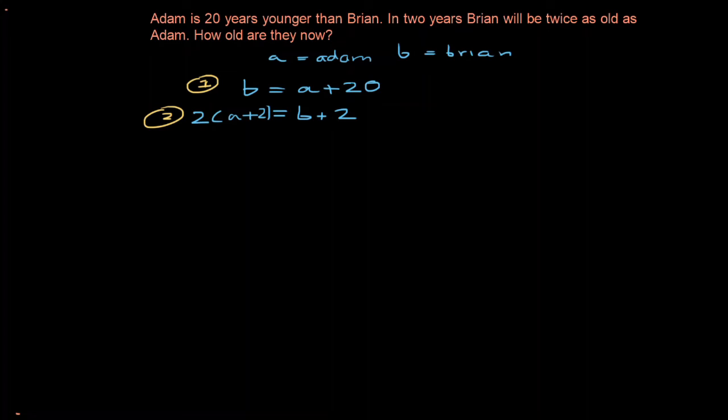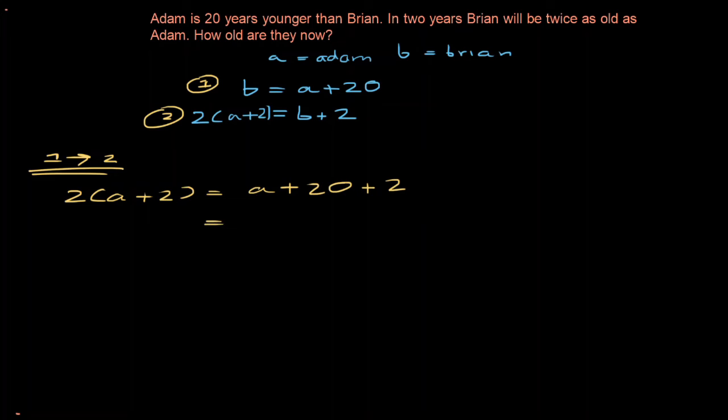And let me just double check that we've gotten it right. So Brian is 20 years older than Adam. And in 2 years, Brian will be twice as old as Adam in 2 years. So let's sub 1 into 2. So wherever there's a b, let's substitute it. So 2a plus 2 is equal to 8 plus 20 plus 2.